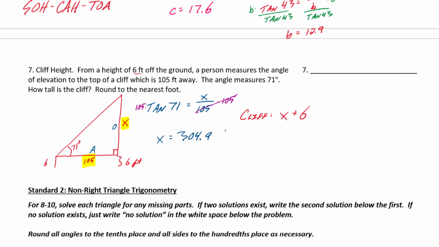However, again, remember the cliff was supposed to be 6 more than that, so if I just added 6 to that, the actual cliff would become 304.9 plus 6 more, which gives us 310.9. And again, for our final answer, just because there's context to this, make sure that we're including the unit. In this case, it says foot, and actually now looking at the end of the problem, it says nearest foot, so I'm going to go ahead and just round that up to 311 feet.